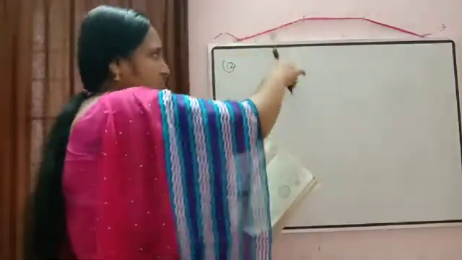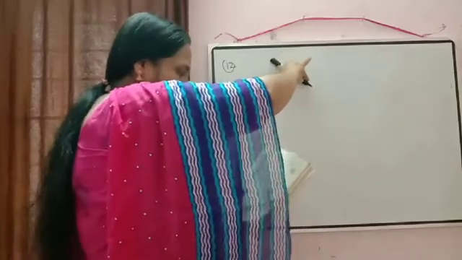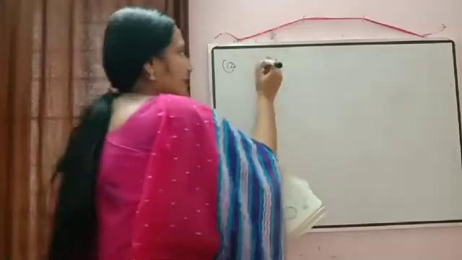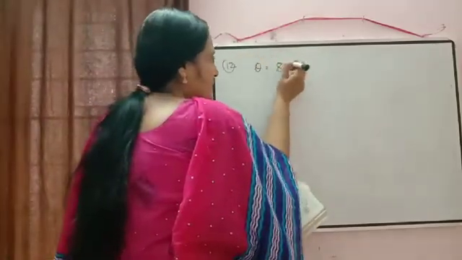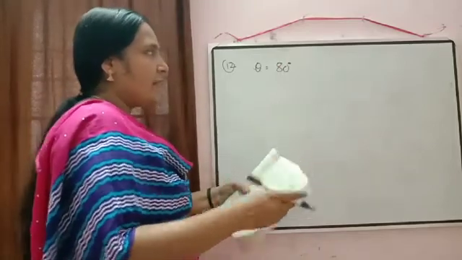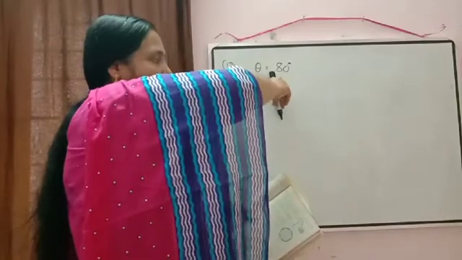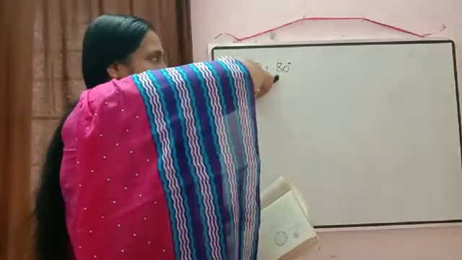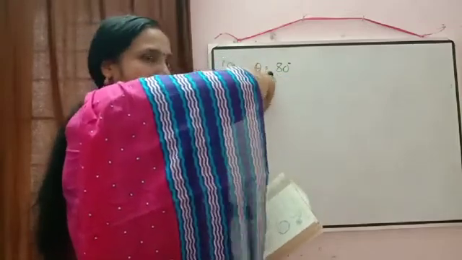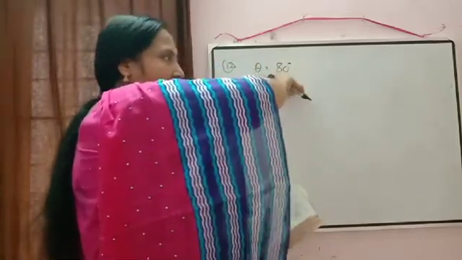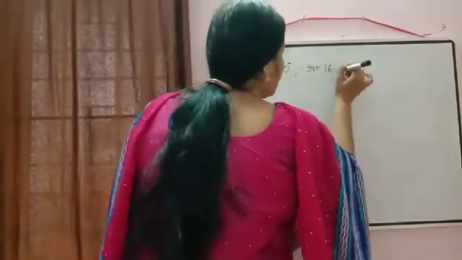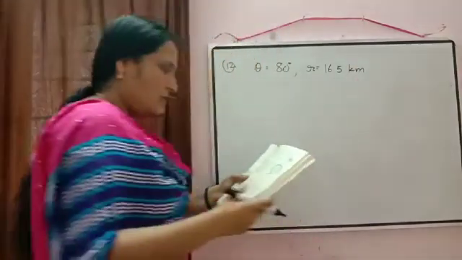A lighthouse throws a light over a sector of angle 80 degree. So here it is given theta is equal to 80 degree, to a distance of 16.5 kilometers. So that distance we will consider as the radius. So it is given radius is equal to 16.5 kilometer.